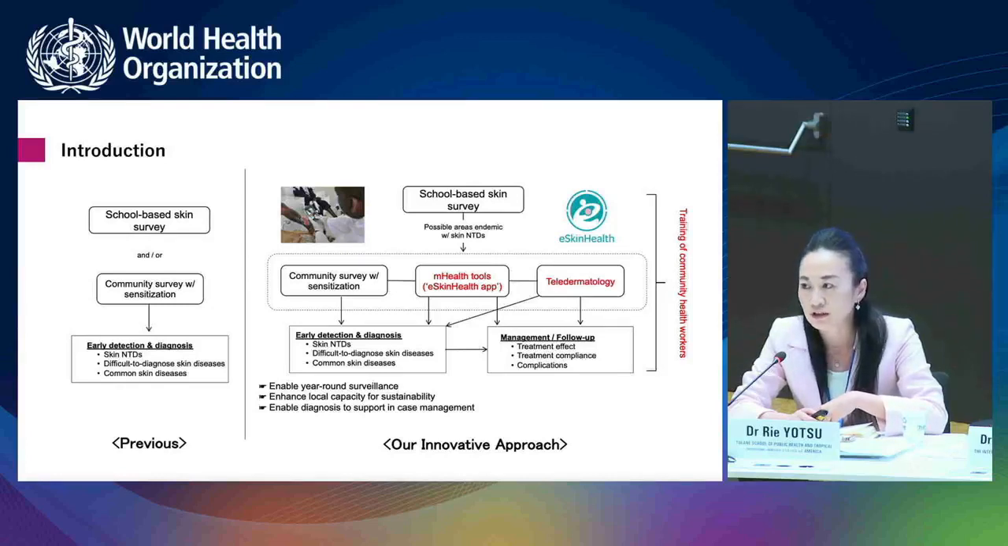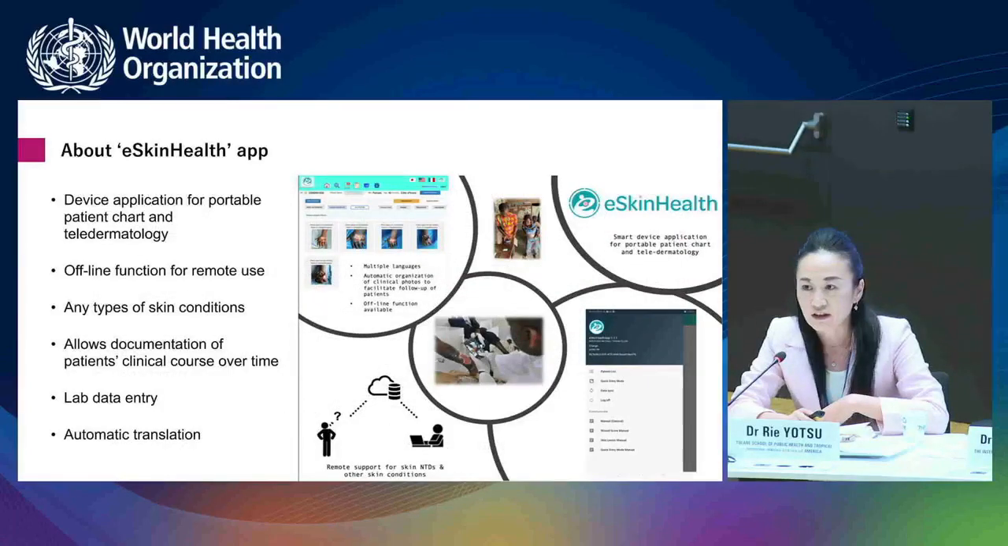So how to fill in this gap? And we came up with this application called the eSkin Health. And this helps as year-round surveillance and also the case management. And so we've integrated this digital health into our surveillance. This is our new approach. So what is eSkin Health app? I'm from Japan, and in Japanese it means good, so literally means good skin health. And this is a collaboration with a Japanese app company that we've been making this development with.